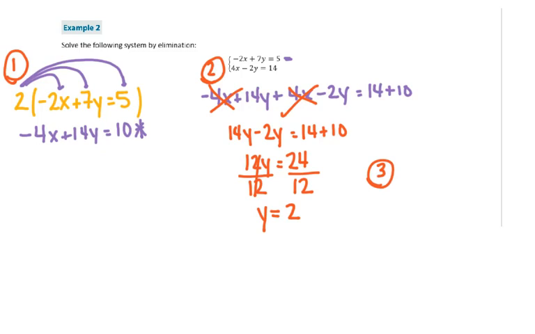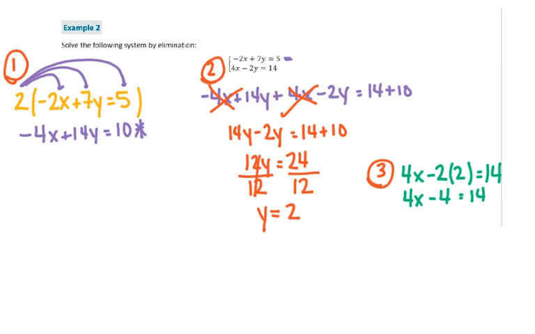So now I'm going to use the second equation. So I've got 4x minus 2, and I'm going to plug that 2 in for y that I just found out, equals 14. So I've got 4x minus 4 equals 14, and I'm solving for x.